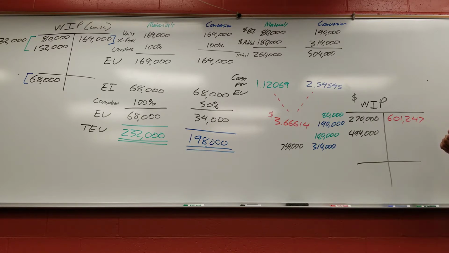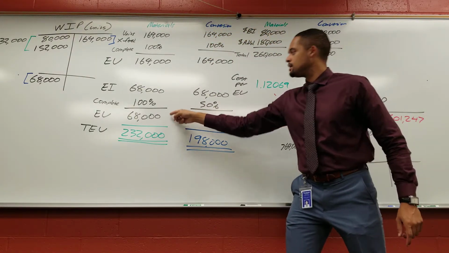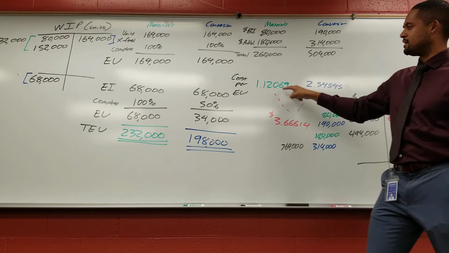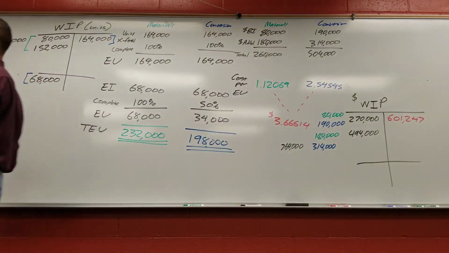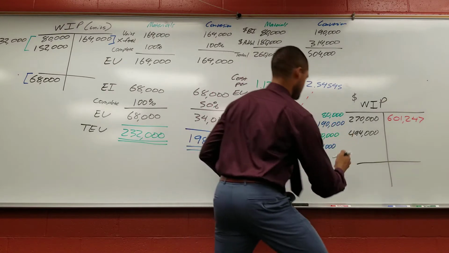First thing is, we know the equivalent units in ending inventory. In regards to materials, we have 68,000 equivalent units, and the cost per equivalent unit for materials is 1.12069. So 68,000 times 1.12069 gets us 76,207.